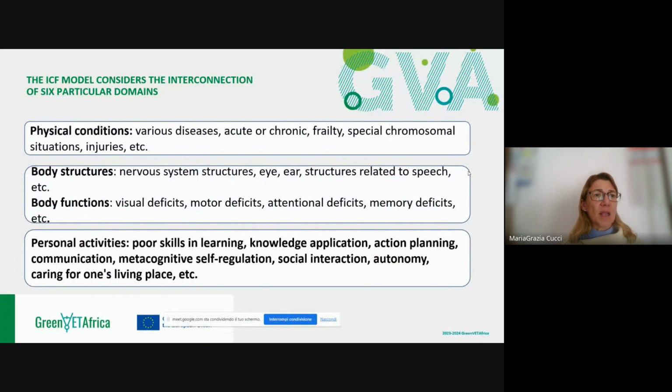Well, if we consider the ICF model, there are 6 specific domains related to special needs. The first one is the most clear, and was the one I was talking about a few moments ago. Physical conditions. Of course, we can have students that have various diseases. These diseases can be acute or chronic. There could be some injuries. There could be some chromosomal situations.